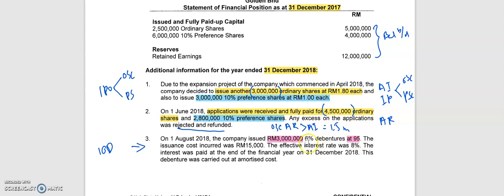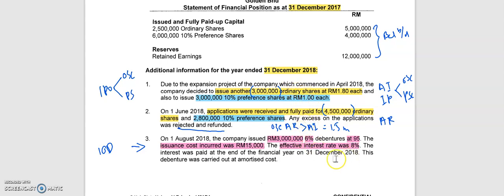Okay, the next information, number 3, is to know the nominal rate. How much is the nominal rate? 6%. How much is the effective rate? 8%. Lastly, do you have issue cost? Yes, you have issue cost of 15,000. And remember, your syllabus, we are using the amortization method. Amortized method means the issue cost will be written off immediately from the fair value of the debenture later on.